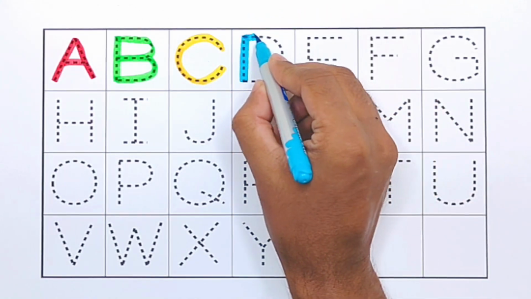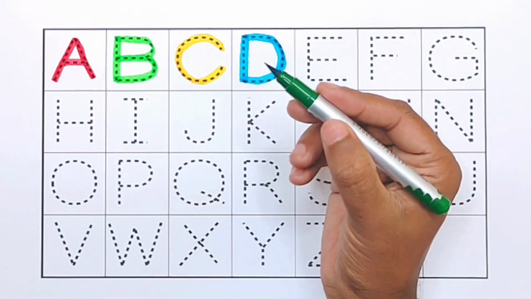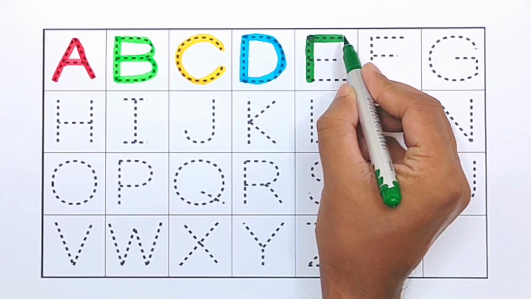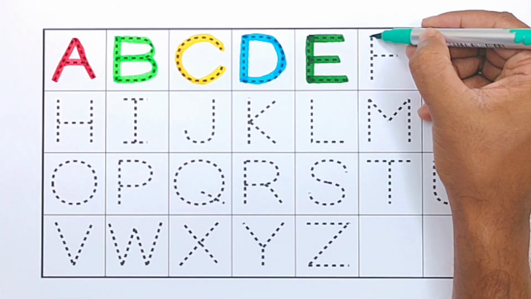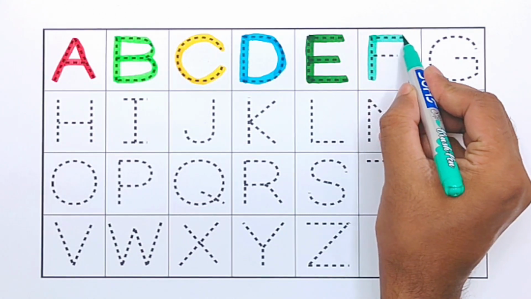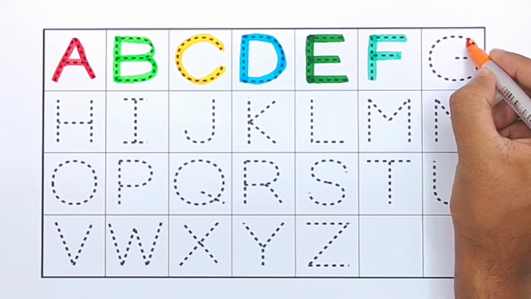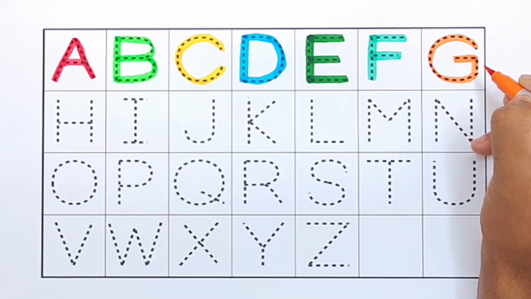D for diamond. Parrot color. E for eraser. C green color. F for farmer. Orange color. G for gold.